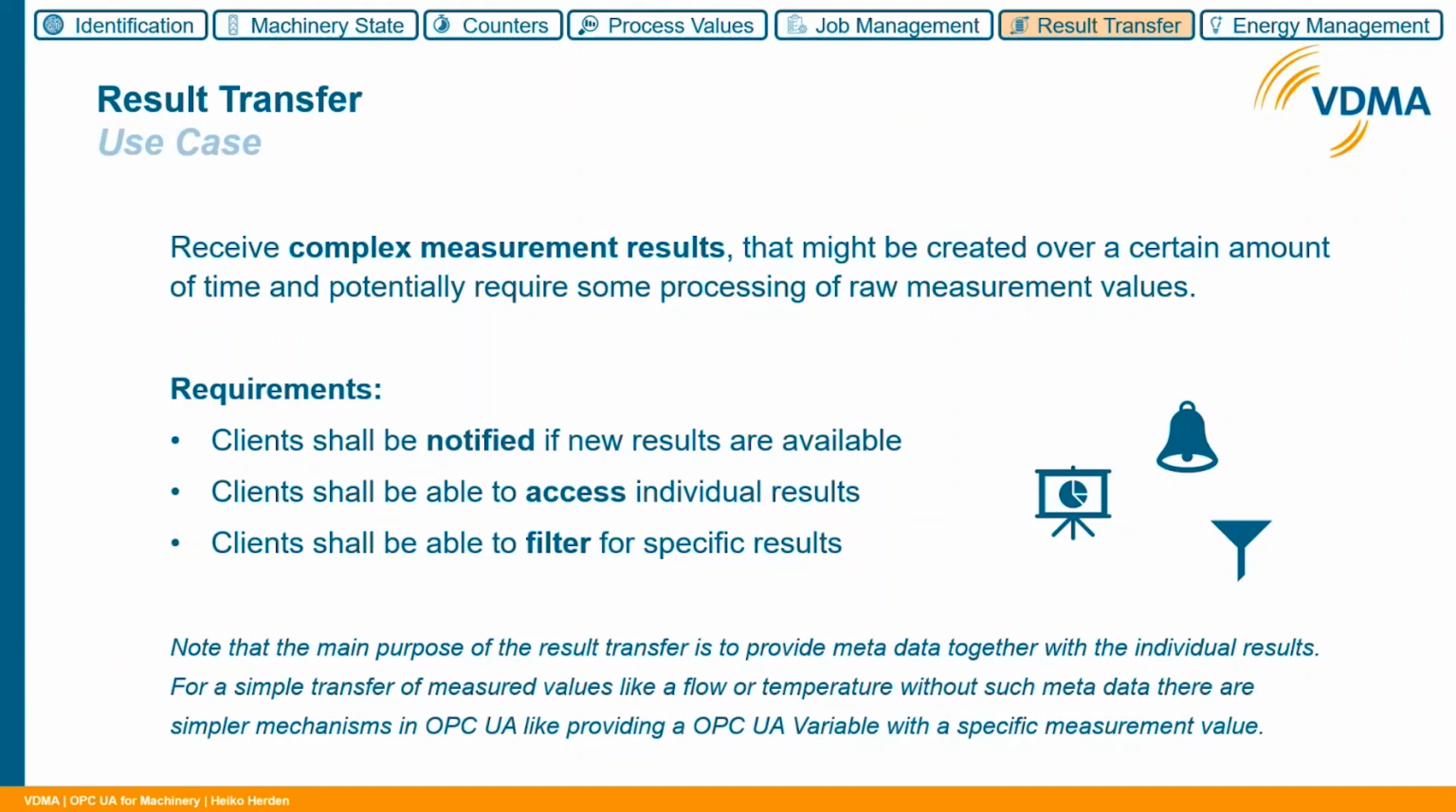Then let's go on to the topic of result transfer. As I already mentioned, this topic is a bit more specific. Not every domain will use result transfer. It's used by machine vision, for example, by textile testing devices, by the IJT group, so the joining group, which also has these kind of complex measurement results. And here the requirements were that clients shall be notified if new results are available, that clients shall be able to access individual results, and clients shall be able to filter for specific results.